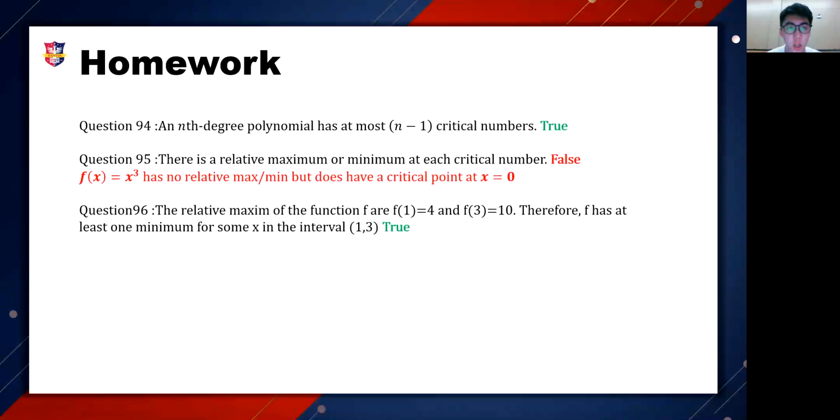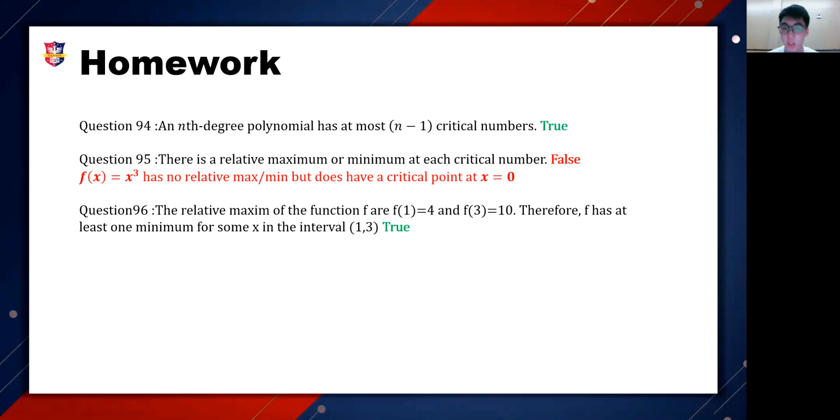About question 94, an nth degree polynomial has at most n minus 1 critical numbers. That is true. Guess why? This is the principle that we studied in 10th grade. That's exactly what we studied, right? So it's correct. About question 95, there is a relative maximum or minimum at each of the critical numbers. False. According to the process we studied before, f of x equals x cubed, the same example, right? It has no relative maximum or minimum, but does have a critical point at x equals 0.